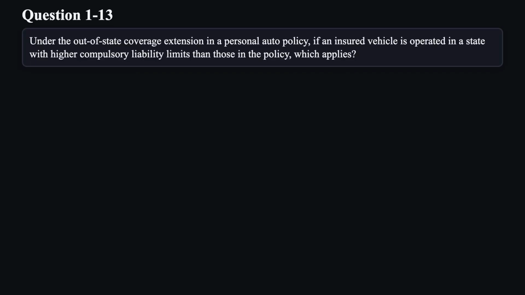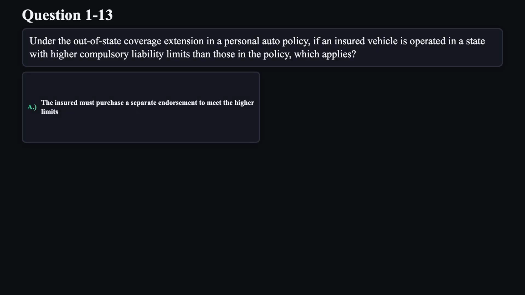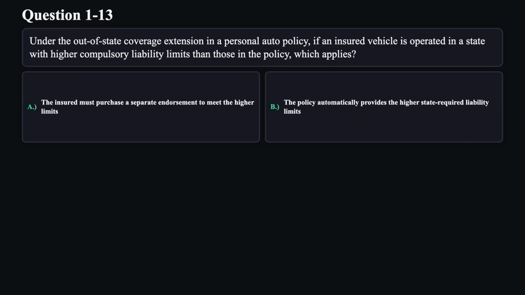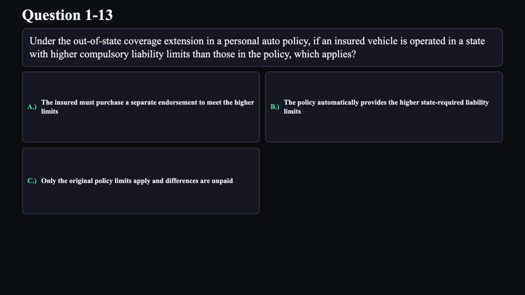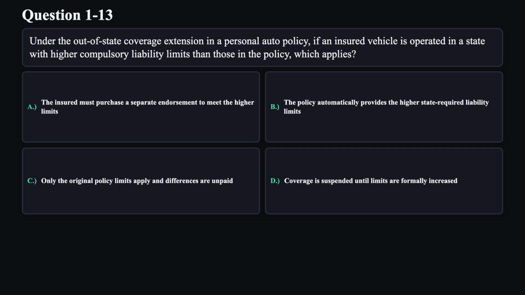Question 13. Under the out-of-state coverage extension in a personal auto policy, if an insured vehicle is operated in a state with higher compulsory liability limits than those in the policy, which applies? A. The insured must purchase a separate endorsement to meet the higher limits. B. The policy automatically provides the higher state-required liability limits. C. Only the original policy limits apply and differences are unpaid. D. Coverage is suspended until limits are formally increased.